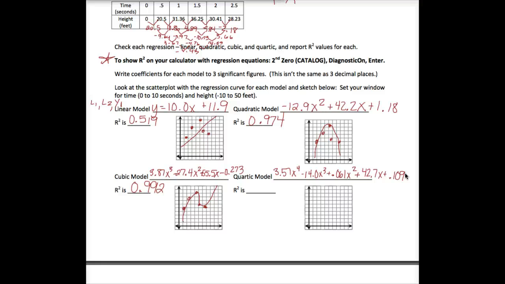Now notice here, because the entire screen is taken up by the coefficients of the model, you actually have to scroll down to see your R squared. So R squared here is 0.996. We look at the graph, and again, it almost looks like the cubic. It looks very, very similar. Very hard to tell the difference between the cubic and quartic model.